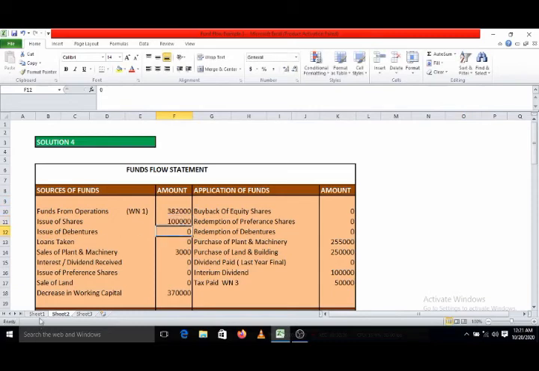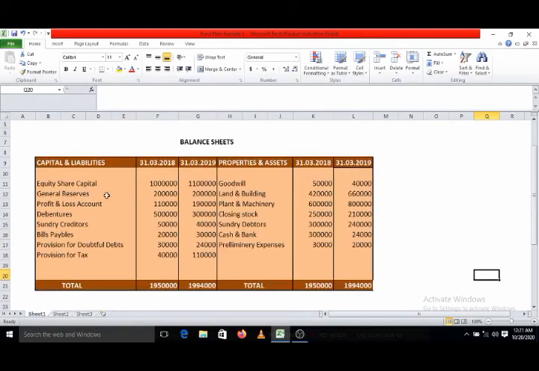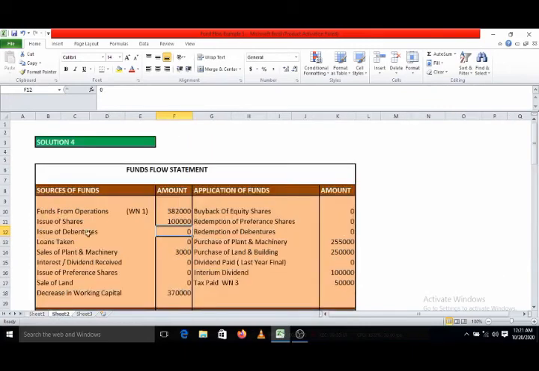Then again go to the balance sheet. Next item is general reserve, profit and loss account. These two balances we have considered in funds from operations. Now debentures. Check out debentures. First year 5 lakhs, second year 3 lakhs. It means debentures balance has been reduced by rupees 2 lakhs. Why? Obviously that is because of redemption. So redemption of debentures takes place during the year 18-19 by rupees 2 lakhs. Source or application? Obviously application, you can check the application side. Redemption of debentures 2 lakhs.